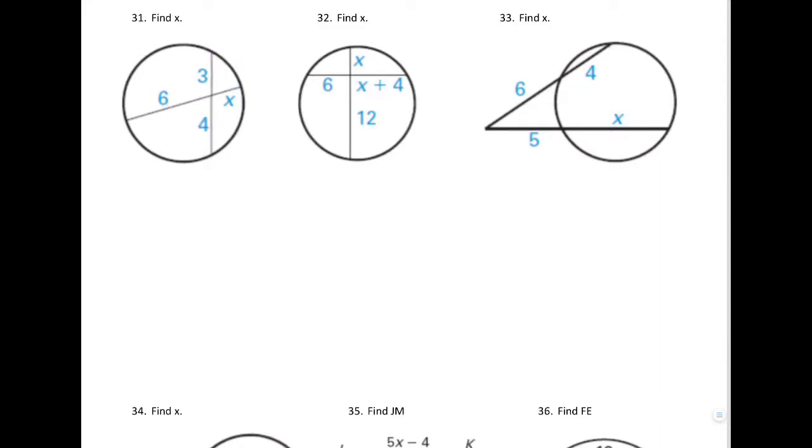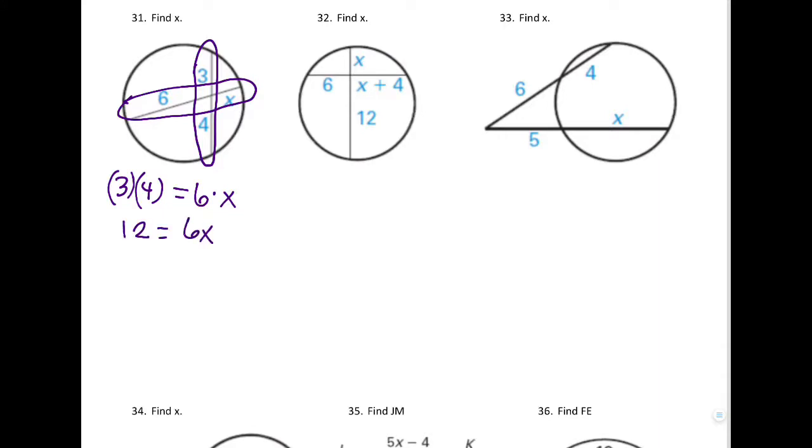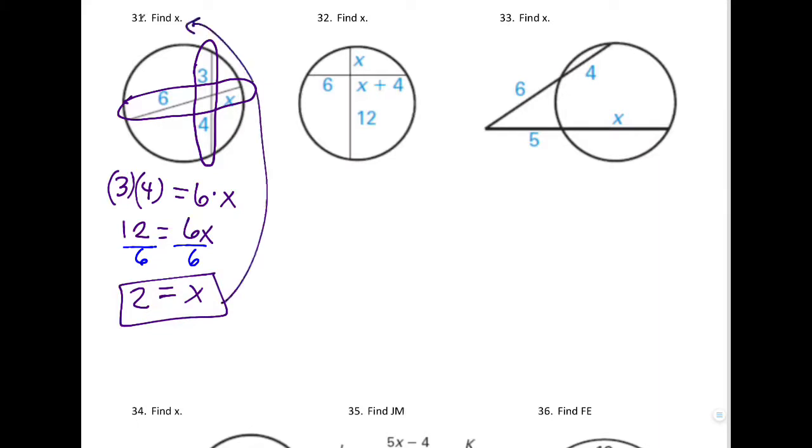So the formula for finding the lengths in two chords is that basically you multiply the pieces on the same line. So I'm going to do 3 times 4 equal to this piece times this piece. So 6 times x, which is just 6x. So there we have 12 equals 6x. And then if we divide both sides by 6, we get that x is equal to 2. That's x. Notice that's all it wanted us to find, so we are done at that point.